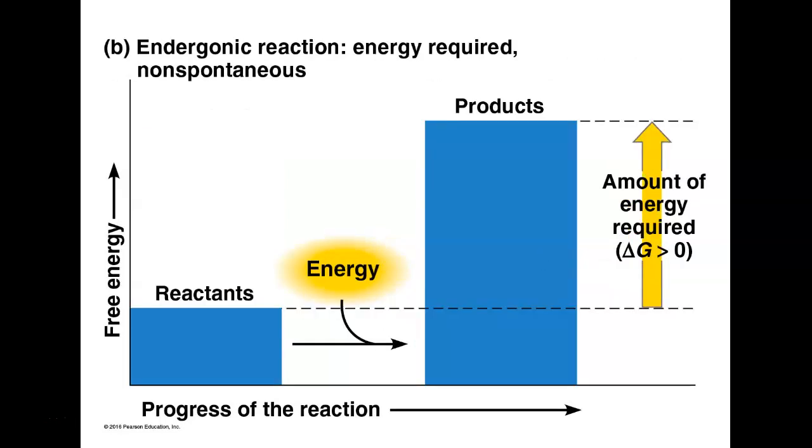An endergonic reaction is pretty much the opposite. The reactants are down here and the products have a higher energy. At some point energy was put into this system, and you can see that that amount of energy would make the Gibbs free energy change positive.